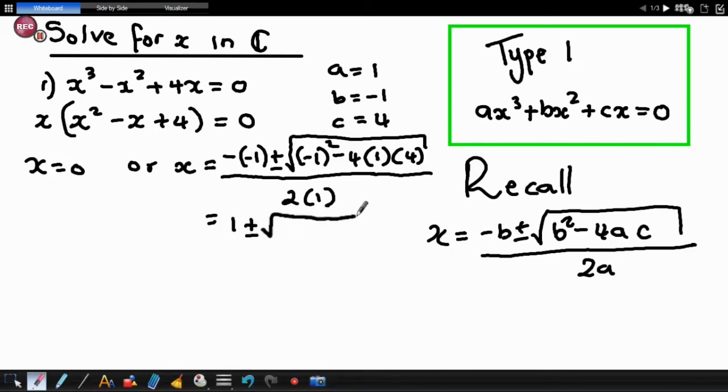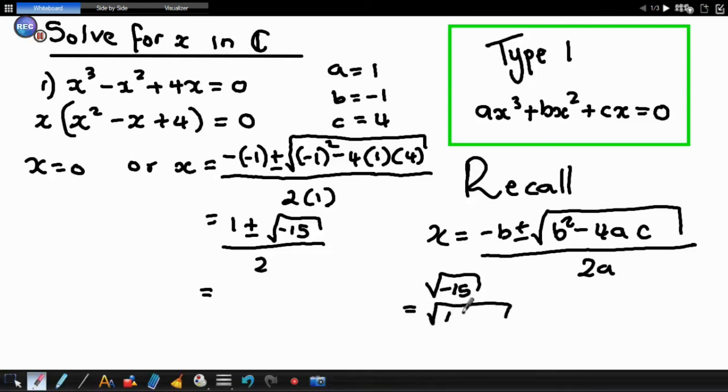So inside the square root, let's just see what we're going to get here. Inside the square root, we'll have negative 1 all squared, that is 1. And then 4 times 1 times 4, which will give you 16. Now you have 1 minus 16, which will give you negative 15, right? Over 2.